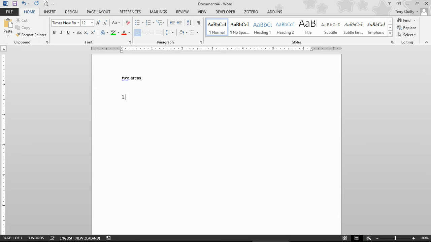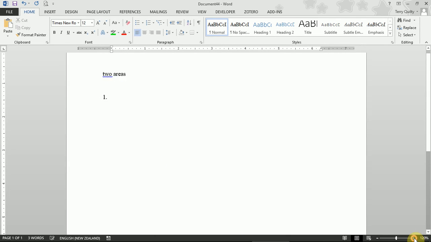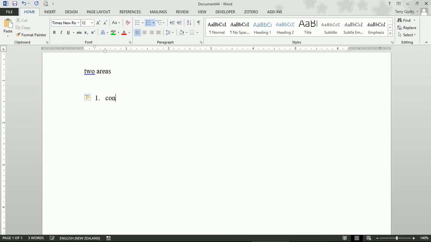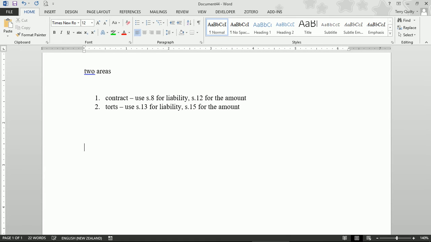Now, the first one is contract, and we use section 8 for liability and section 12 for the amount. In torts, use section 13 for liability and section 15 for the amount. So section 8, contract.